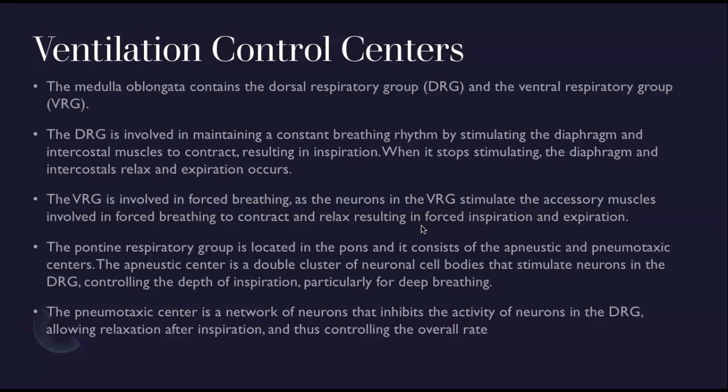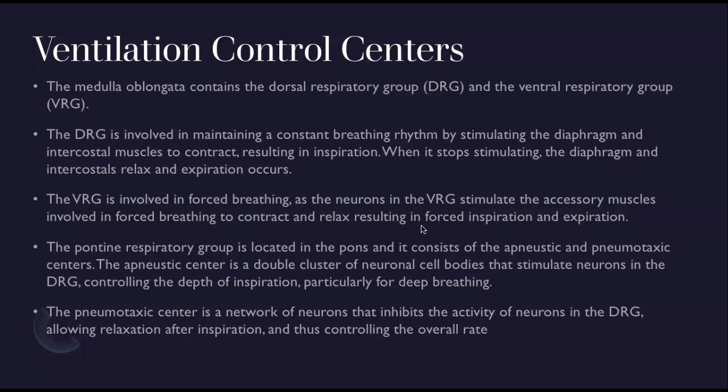Then we've got the control center in the pons, which is called the pontine respiratory group. Of course, it's located in the pons, and it consists of the apneustic and the pneumotaxic centers. The apneustic center is a double cluster of neuronal cell bodies that stimulate neurons in the dorsal respiratory group, and it controls your depth of inspiration, particularly for deep breathing, or when you have to take a deep breath, like I do right now.